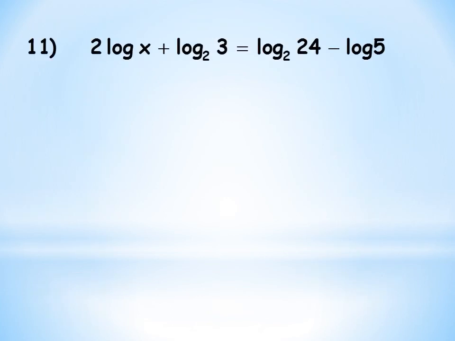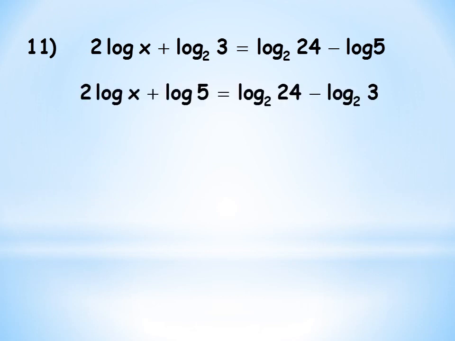All right, now here I have an equation that has logs with different bases. So what you want to do here is you want to collect all the logs with the same base on the same side of the equation. So I'm going to gather up the log base 2's together and the log base 10's together. Now that you've done that, you want to go ahead and condense both sides.